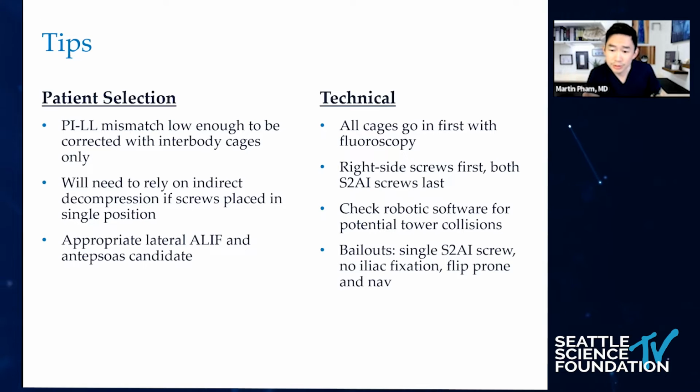So if you can't get in that screw, bailouts are to just leave in one screw, which is fine, right? People have put in single iliac fixation points, or no iliac fixation, because arguably you have S1 in a large ALIF cage, or just flip prone, right? If none of your lateral screws are going in well, you're cursing the robot, you're cursing the decision to do something in lateral. Again, you can always just flip prone, do your nav, and still accomplish your surgical goals, right? You just have to be okay mentally with changing that plan.